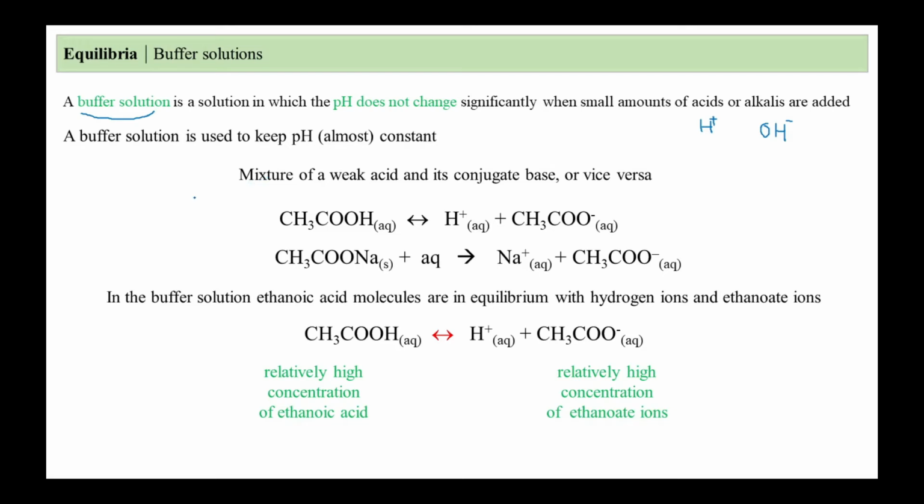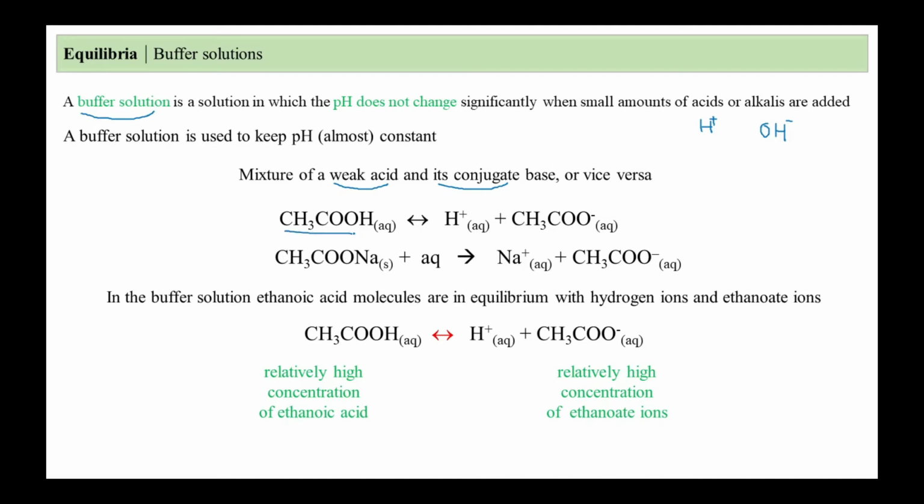We can make buffer solutions by mixing together a weak acid and its conjugate base, or a weak base and its conjugate acid. Let's see this example here. We have ethanoic acid, which is a weak acid. Actually, this acid is dissociated to a small extent in water.